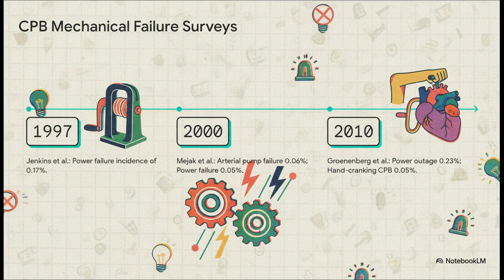Now, it might be tempting to look at these kinds of mechanical failures and think of them as, well, historical problems, things that happened in the past. But this data tells a very different story. Mechanical and power failures, though rare, still happen. These numbers are a stark reminder that we have to have well-practiced emergency protocols, and we have to know exactly where that hand crank is and how to use it.